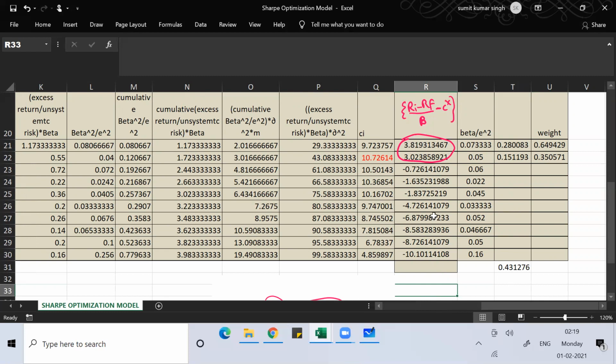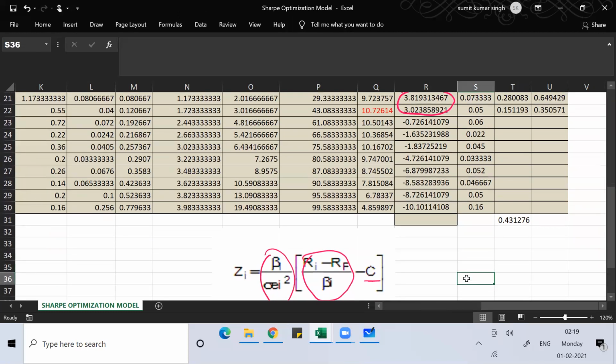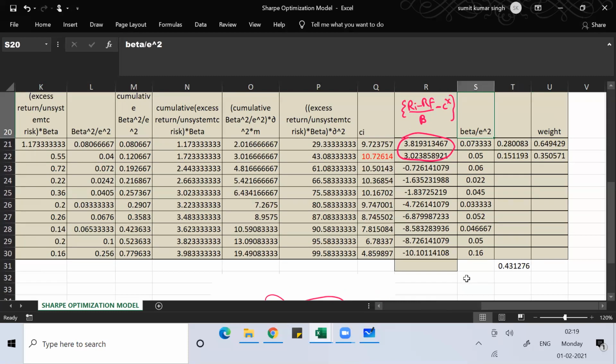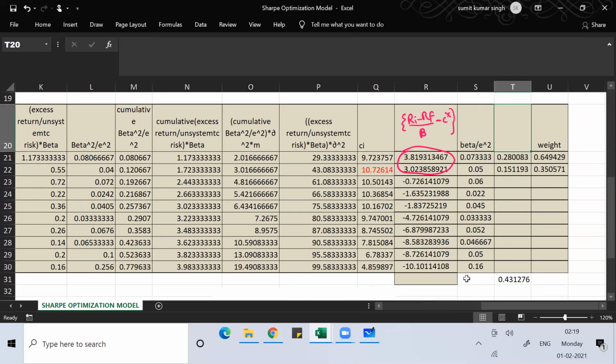Once you understand which stocks should be included and which eliminated, you have to find the Zi value. What is a Zi value? Zi is basically beta by unsystematic risk into excess return by beta minus cutoff rate. Fine, everyone understanding, right? That is the formula of Zi.